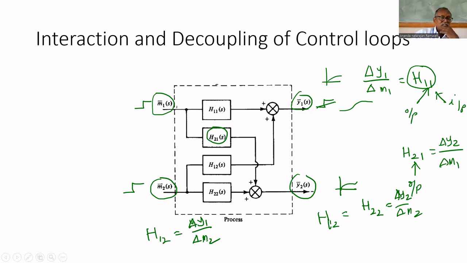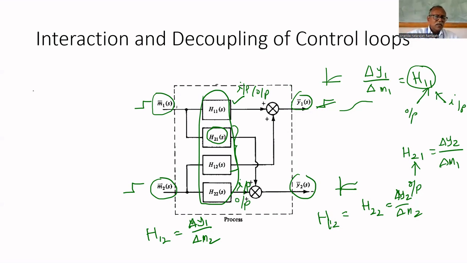So there are 4 transfer functions. How many inputs are there? Only 2 inputs are there, and for that we are getting 4 transfer functions. H11 is an input-output transfer function. H22 is also input-output, because the input is M2 and the output is Y2. These 2 are interaction transfer functions or disturbance transfer functions. That way we can consider H21 and H12. So this is the process we have to imagine. It has 4 transfer functions.